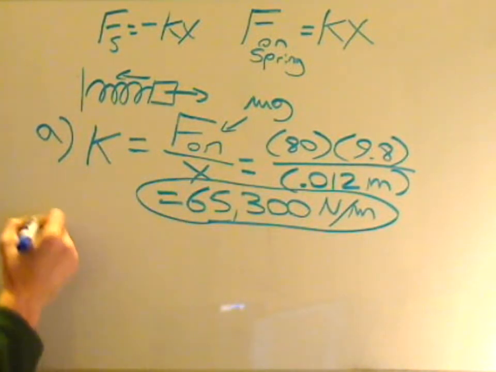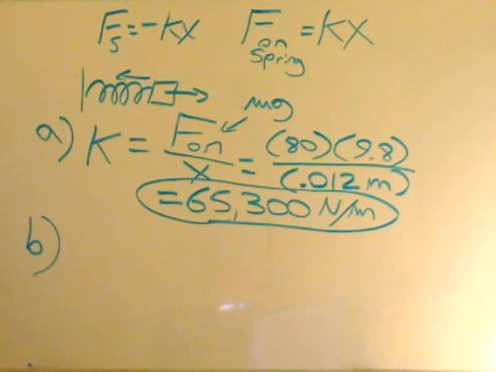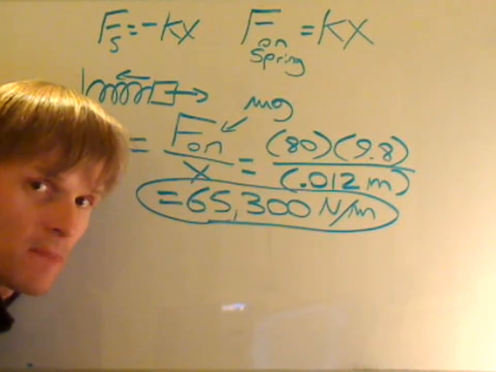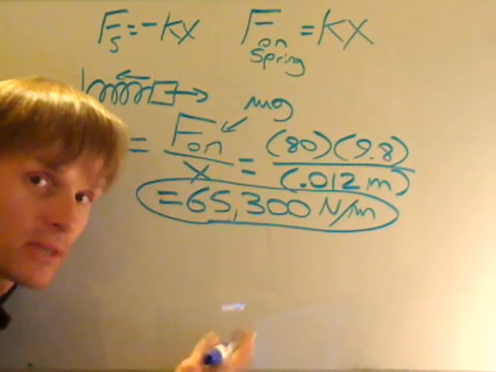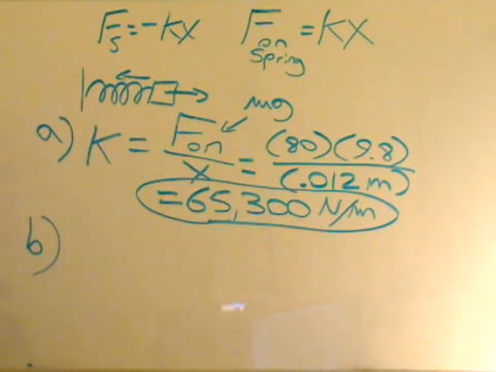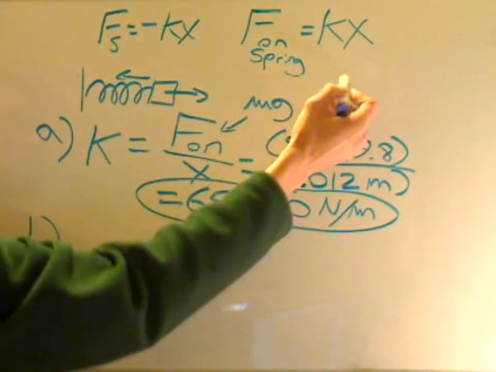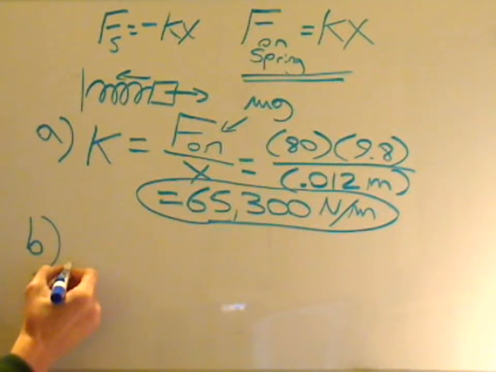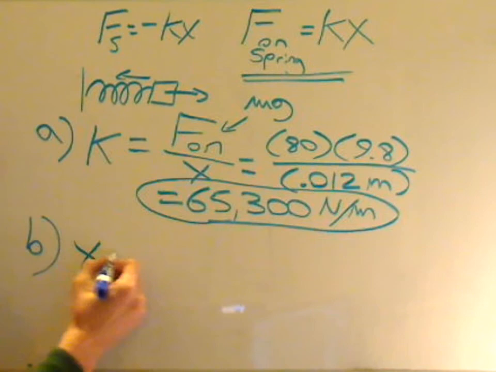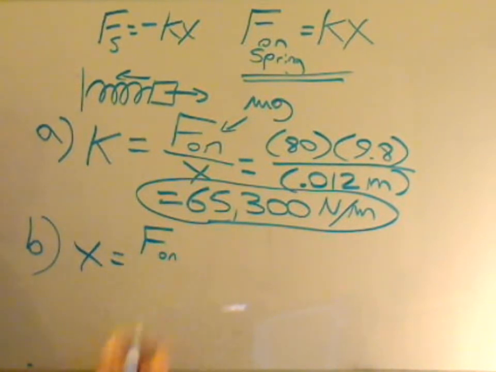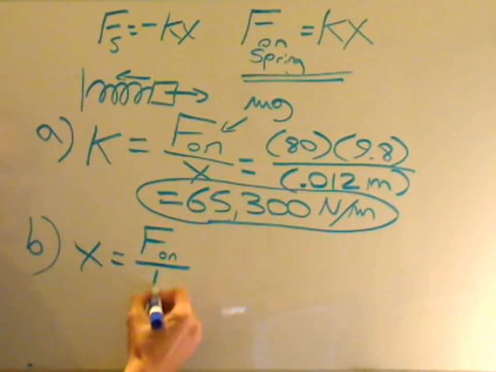Okay? Now in part B, we are told that a second person climbs into this car, and now we want to know how much has the spring compressed now. Okay? Well, we can use the same equation here. Except this time we're solving for x. So therefore x is the force on the spring divided by k.